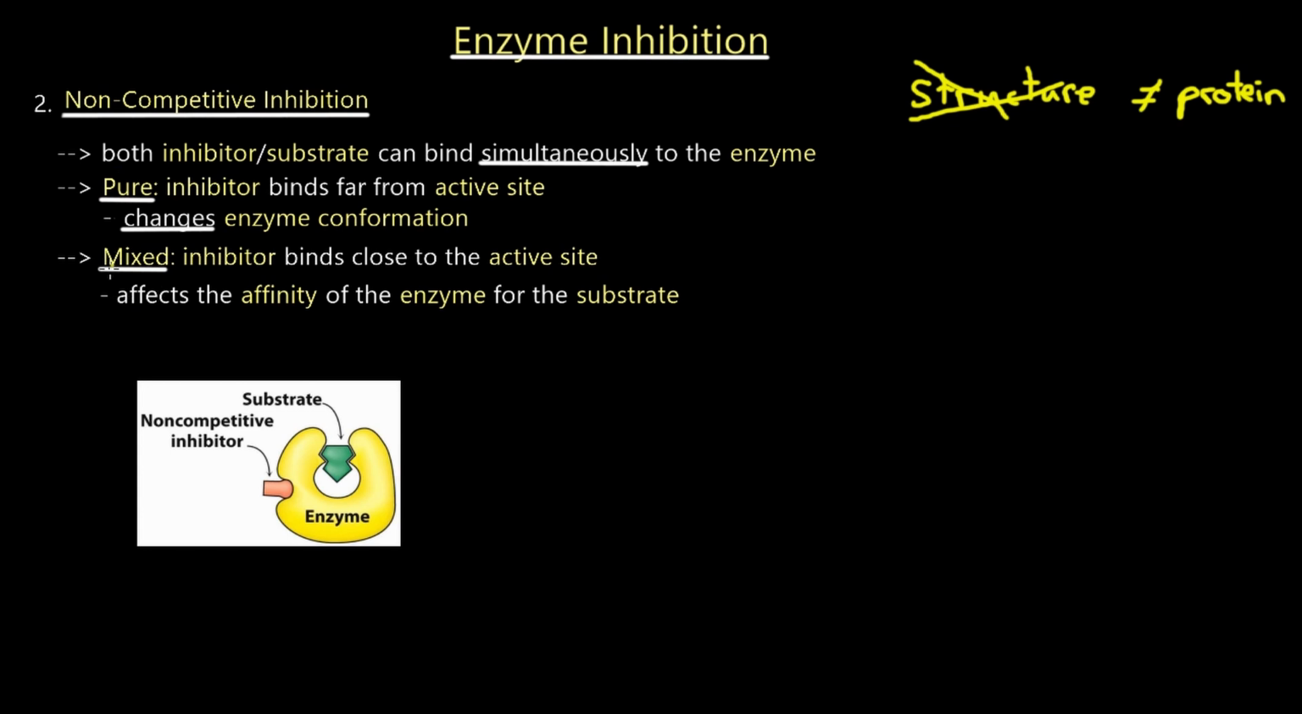Now in mixed non-competitive inhibition, what we have is something very similar, and it's just an inhibitor that binds close to the active site. It binds right beside it, typically right by the active site. And what it does is it affects the affinity of the enzyme for the substrate. So it may not change the conformation, it may not stop the enzyme from working entirely. However, it changes the affinity. So the binding of the substrate is less because this affinity is changed by this mixed non-competitive inhibitor that binds close to the active site.